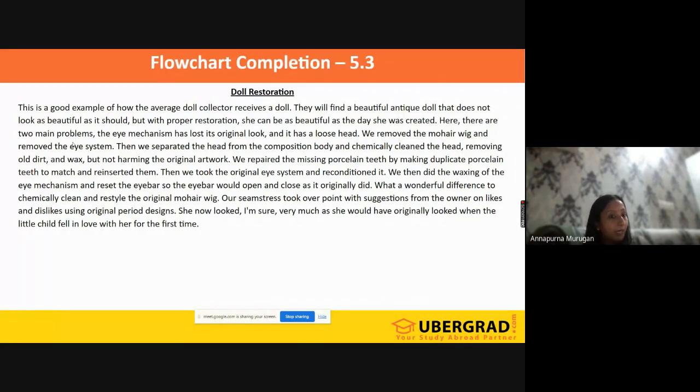Here, there are two main problems. They are very clearly saying two main problems. The eye mechanism has lost its original look. That means the eye mechanism has a problem, and it has a loose head. So what are the two problems that we can take? Eye mechanism and loose head. So the head is loose and there is a problem in the eye mechanism, which has made it lose its original look. So the two problems we can give here are eye mechanism and, yes, loose head. What is the spelling of loose?